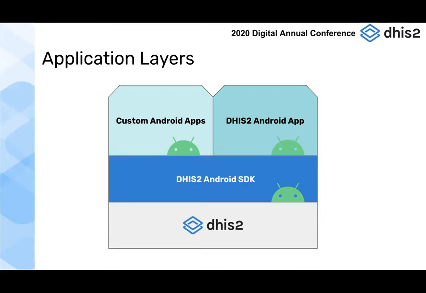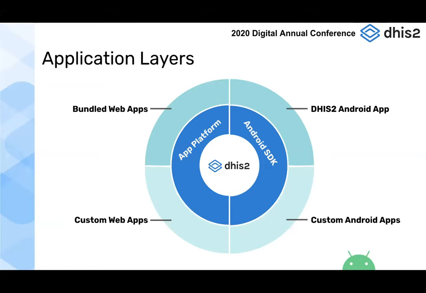You have the DHIS2 Android application, and then you also have custom Android applications that are on the same level as the official DHIS2 Android app and can use a lot of the same functionality that's built into the SDK, which enables those robust, modern, and powerful features of building on top of DHIS2. So if we were to rethink that concentric circle diagram, we would think about it this way. We have DHIS2 at the center, then we have the Android SDK and the application platform, and around the outside, on an equal playing field, you have the core applications and the Android application provided by DHIS2 and UIO. And then you also have custom web applications and custom Android applications on an equal playing field with those applications. This is where we want to go.